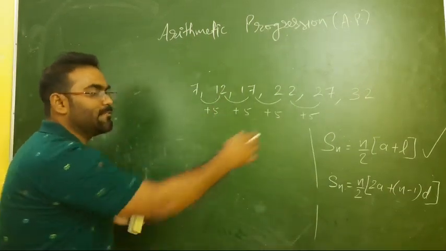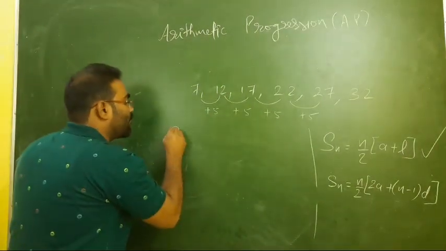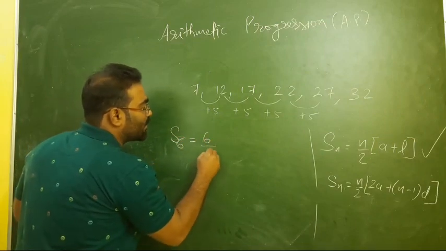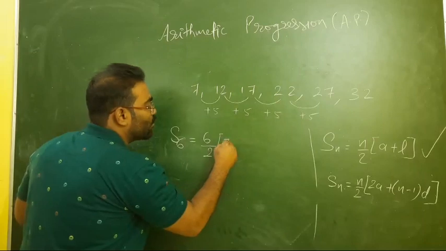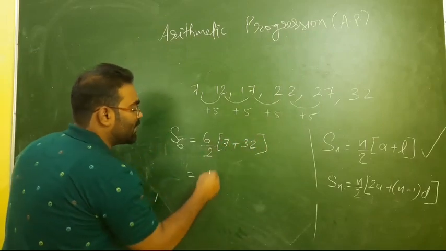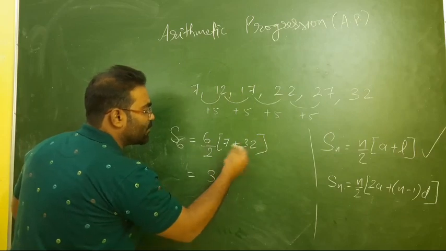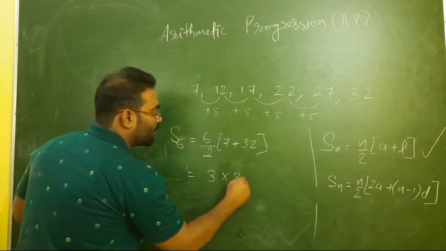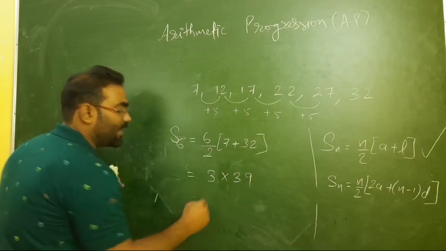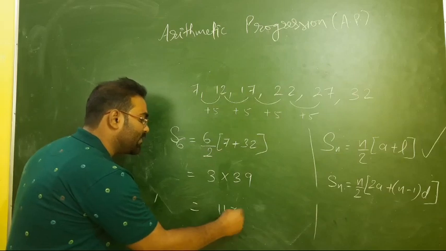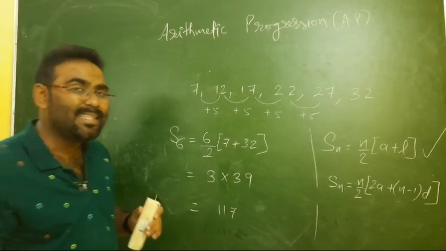So I am going with the first formula. We have to find the value of the sum of 6 terms. What is n? 6. What is a? 7. What is L? 32. So 6 by 2 is what? 3. And 7 plus 32 is what? 39. And what is 39 into 3? It is 117. So see how easy it becomes.